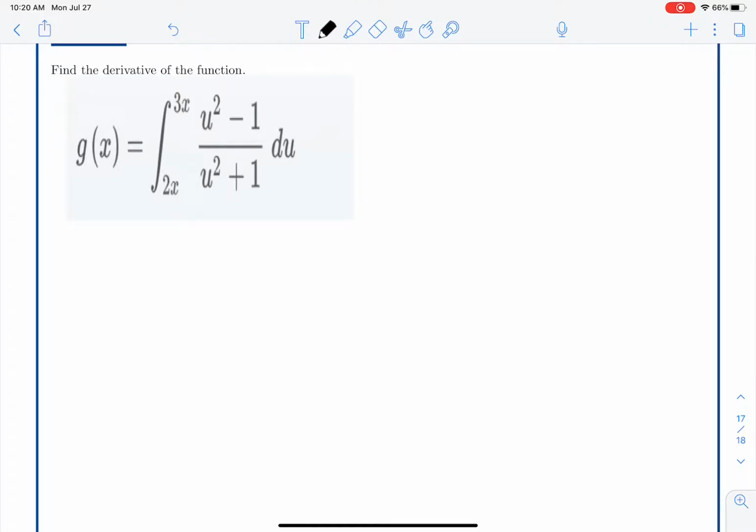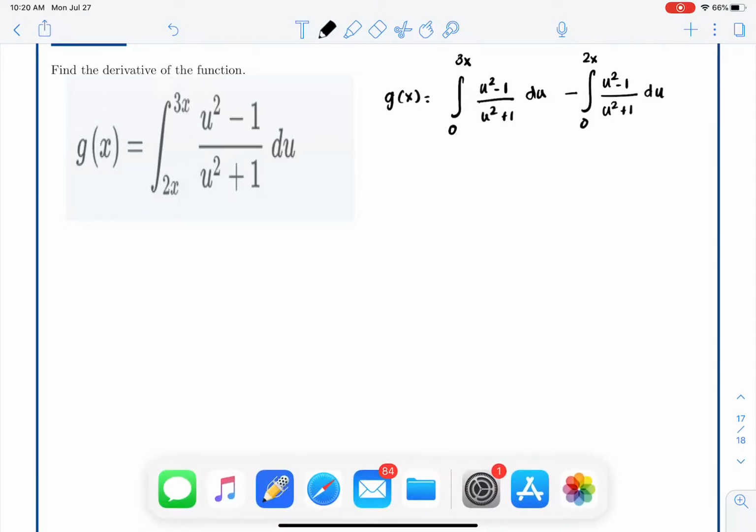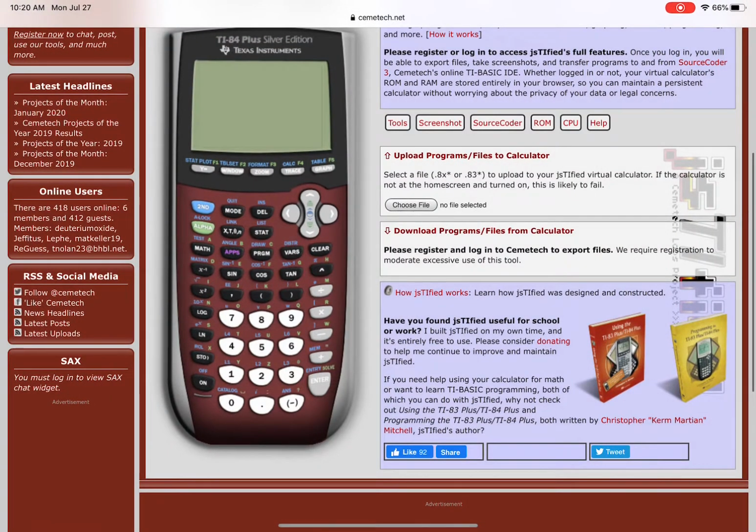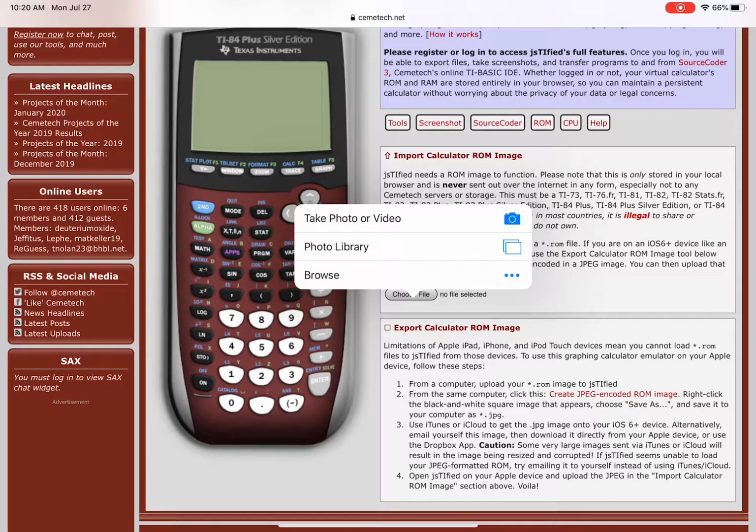Now I can rewrite this integral as integral 0 to 3x of u squared minus 1 over u squared plus 1 du minus integral 0 to 2x of u squared minus 1 over u squared plus 1 du. That is going to give me the area between 2x and 3x.